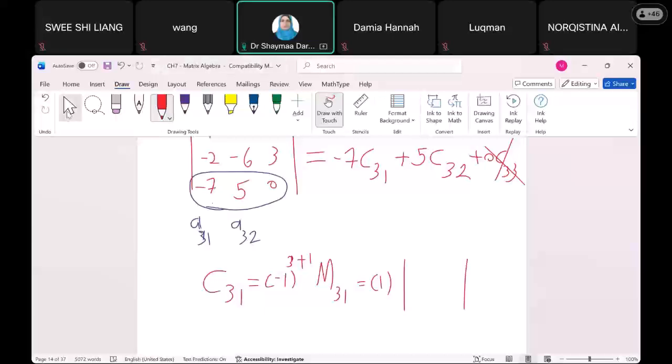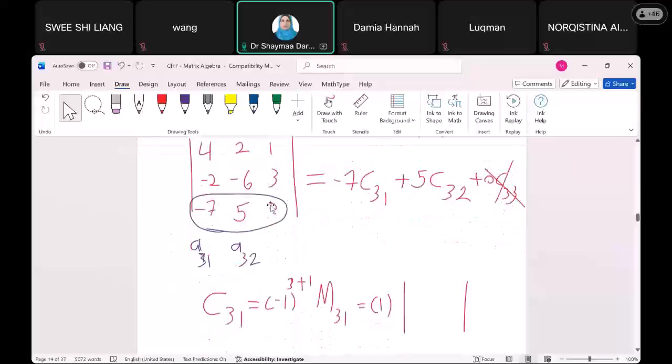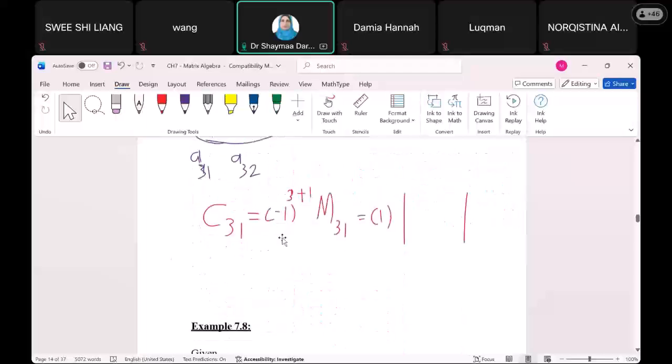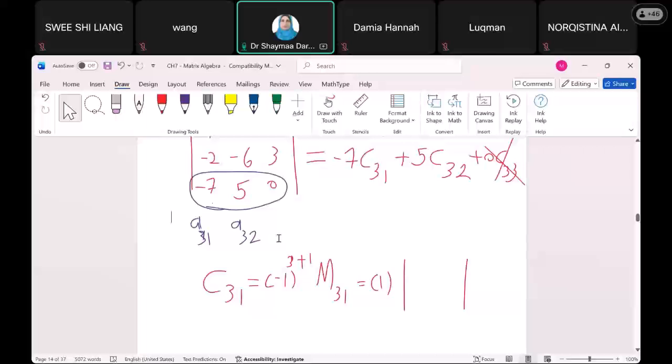Minor 3, 1: you have to cancel the third row, first column. So the remaining is the matrix 2, 1, minus 6, 3. So 2 times 3 is 6, minus 6 times 1 is minus 6, so plus 6. So 6 plus 6 is 12.